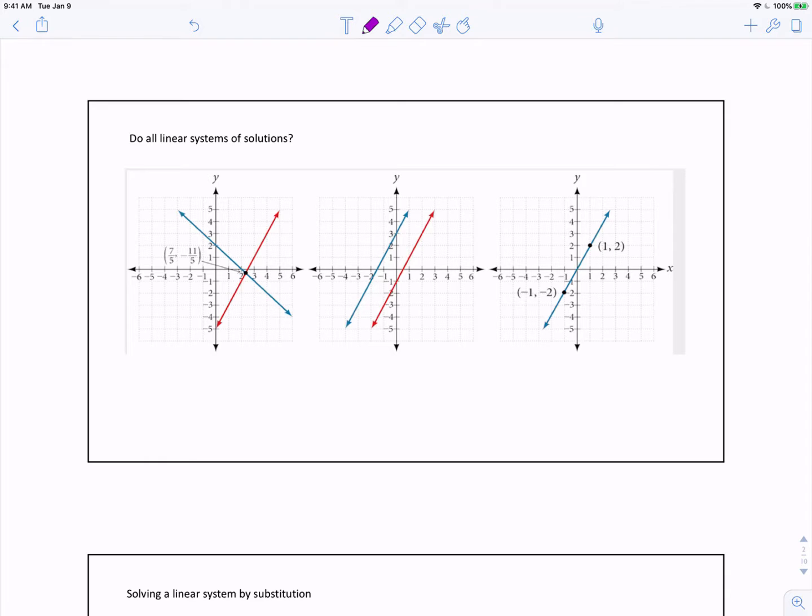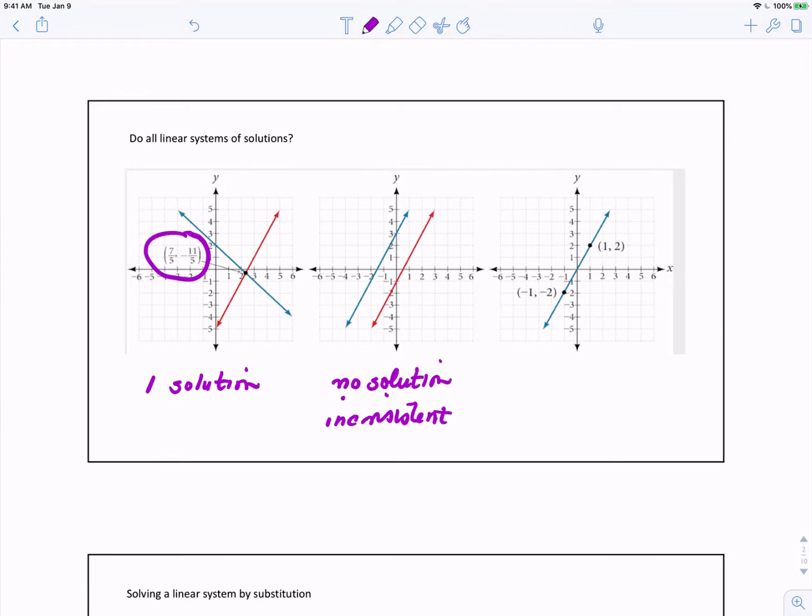First thing, do all systems of linear equations have solutions? Well, in this first picture, we have a red line and a blue line that cross in one point. So it's possible that a system of equations has one solution, one value for x and one value for y. It might be that the lines are parallel, meaning there are no points that make both equations true at the same time. In this case, we have no solution, and a system like that is called inconsistent.